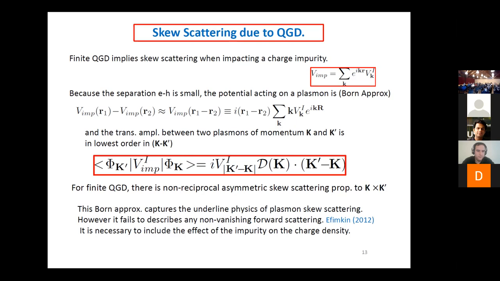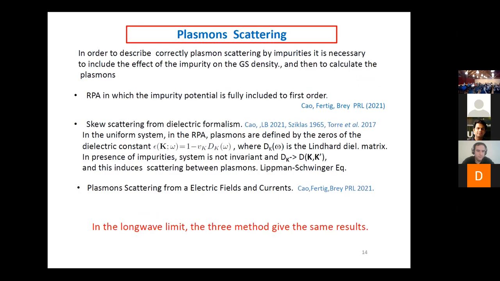Of course, this is a Born approximation, which is not a very good approximation for treating the scattering between plasmons. This is only going to give us some underlying physics. We need to go beyond that. We need to treat this scattering beyond the Born approximation. So with that, we found three different ways to do that.